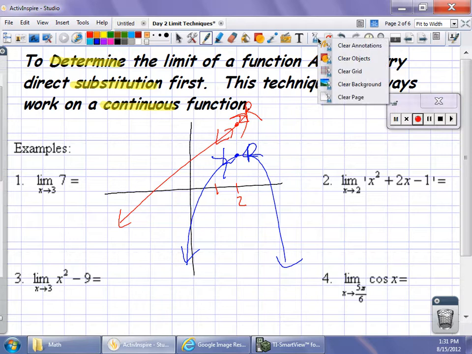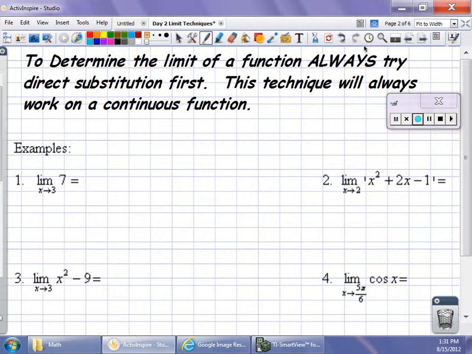Alright, let's take a look at some of these examples. In number 1, we're finding the limit as x approaches 3 of 7. The function in this case is 7, so it's implied that f of x is equal to 7, which is the same thing as y equals 7, a horizontal line. The y value on a horizontal line is always 7. So regardless of what we approach, even though in this case we're approaching 3, the limit that we would be approaching is the number 7.